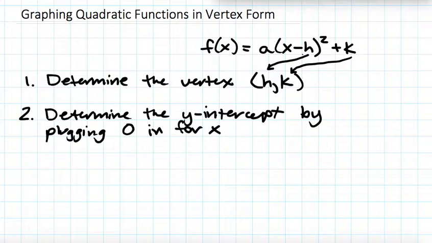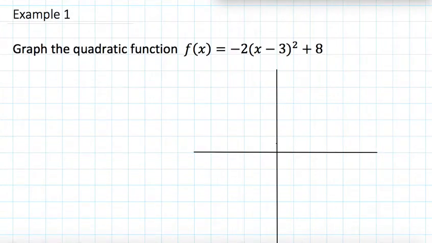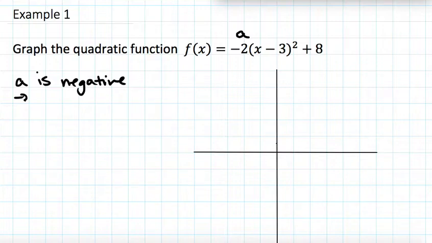So we're going to look at example 1. This is to graph the quadratic function f of x equals negative 2 times x minus 3 squared plus 8. The first thing that I would recommend when you're doing these problems is determine whether the parabola is going to open up or down, because that can help you visualize and also help you make sure that you're getting the right answer here. So my value of a is going to be in front of the parentheses when it's in vertex form. A is negative 2 in this case, so that means it's negative. And since it's negative, I expect that the parabola is going to open down.